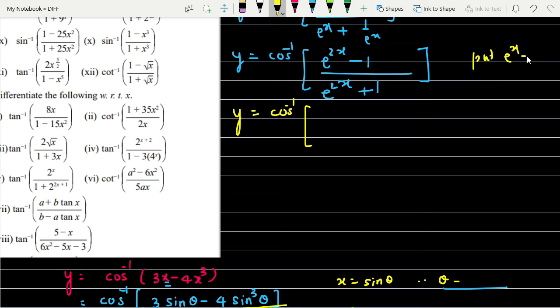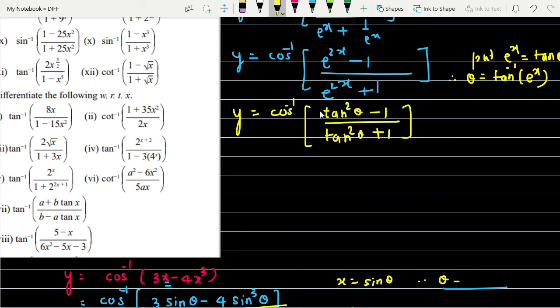e raised to power x is equal to tan theta. Therefore theta is equal to tan inverse of e raised to power x. So here it will be tan square theta minus 1 upon tan square theta plus 1. But we have the formula 1 minus tan square theta upon 1 plus tan square theta. So we will take the minus sign from here.